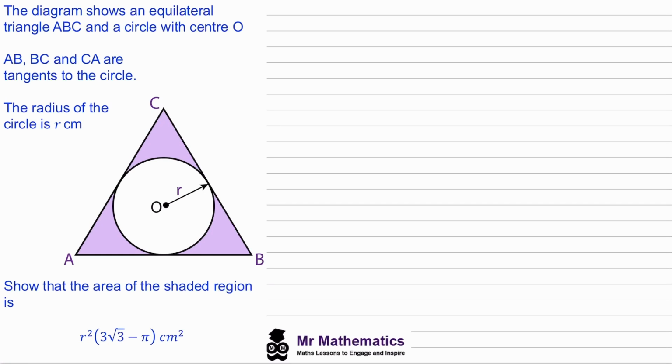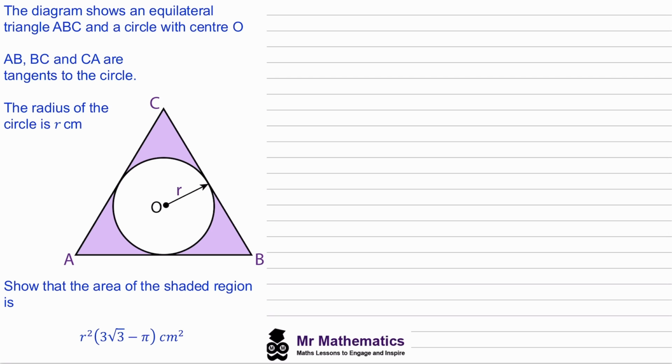In this question, we've been given the equilateral triangle ABC and an inscribed circle with a radius r. We need to show that the area of this purple region can be written as r squared multiplied by 3 root 3 minus pi. So the way we'll go about this, we'll find the area of this triangle and then we'll take away the area of a circle.